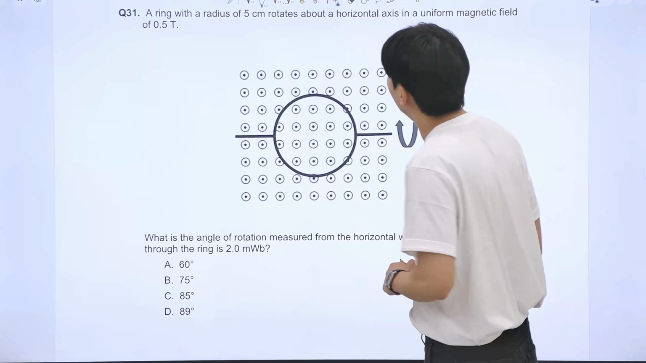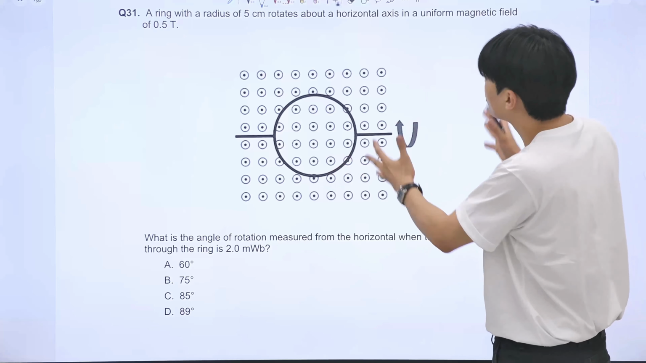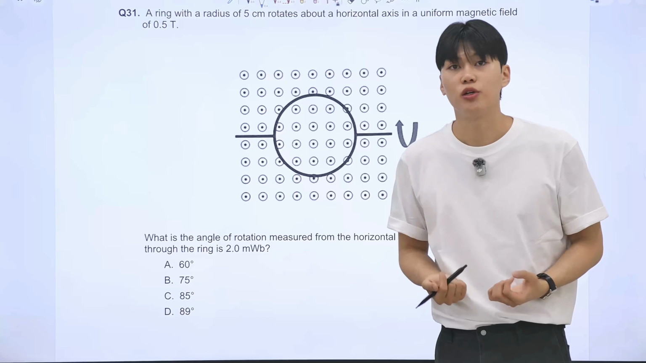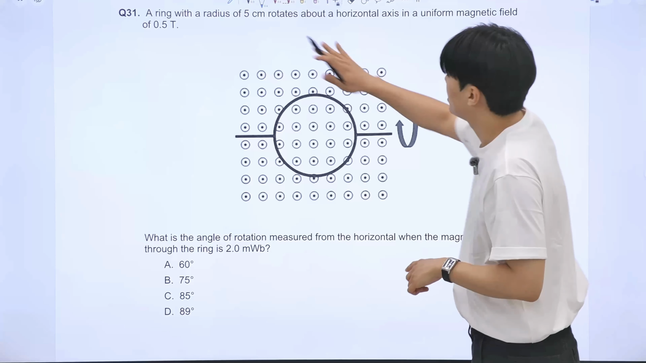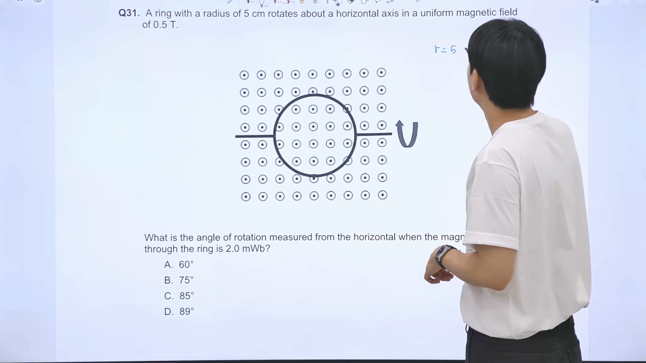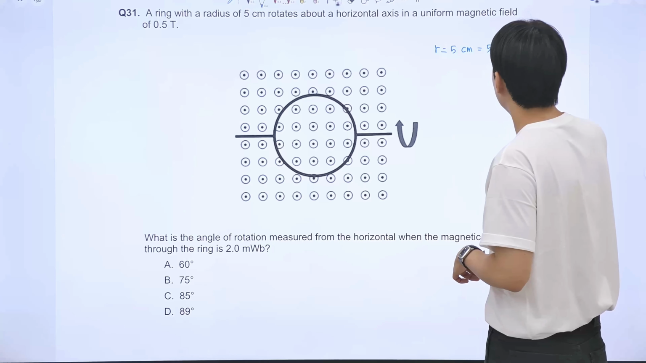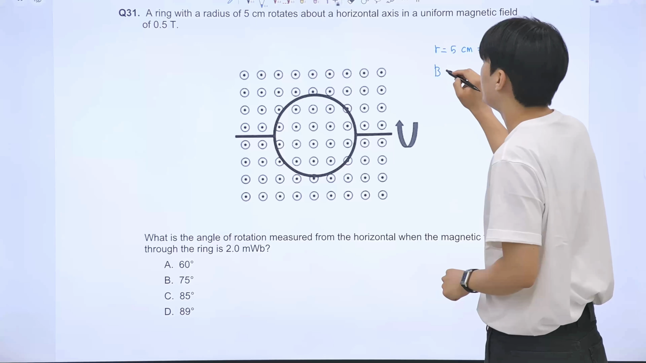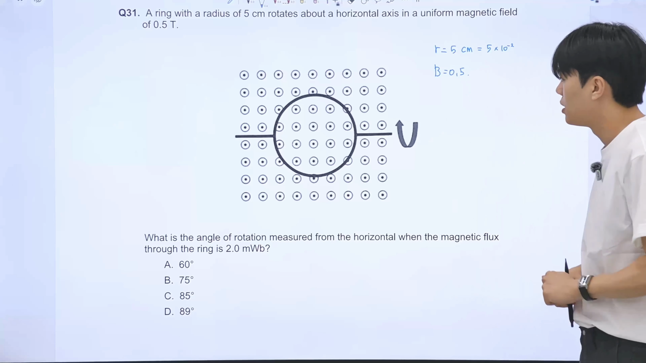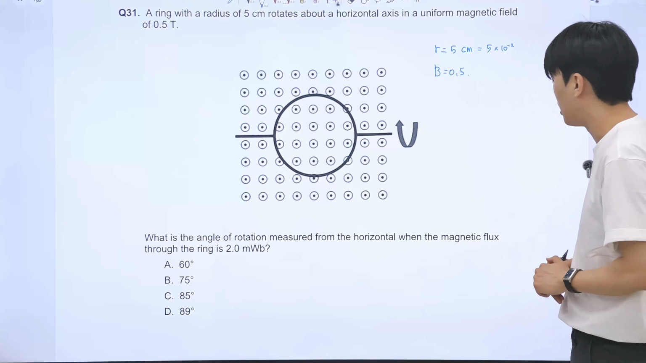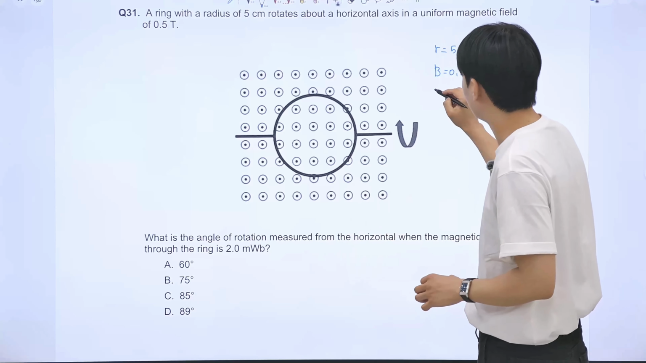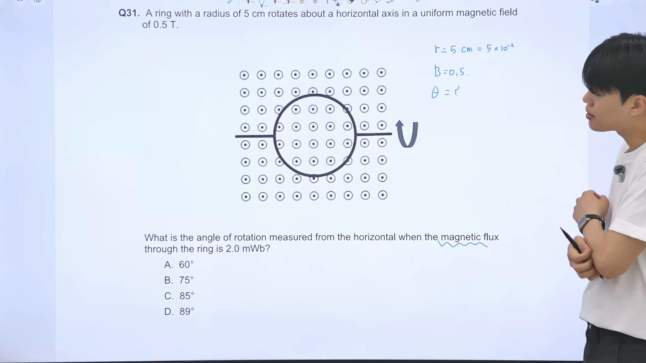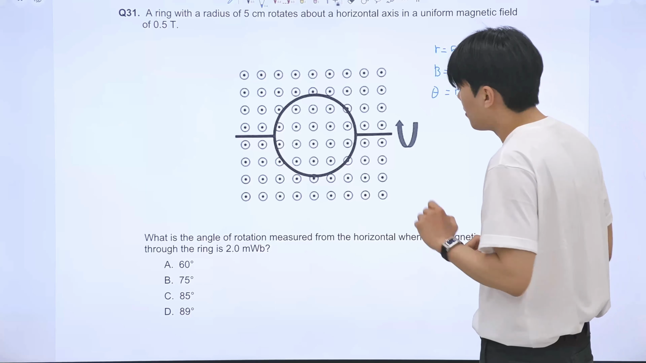Next, we have question 31. And we have the situation here, right? It also involves EMF, or at least D.4 EM induction. So what are the conditions they give? They said the radius of the ring is 5 centimeters. I don't like the 5 centimeters, so I'm going to change it into meters. And they said the uniform magnetic field B is 0.5 tesla. And for the angle of rotation measured from the horizontal, they just want to know what the angle is, right? And the last thing, the magnetic flux through the ring is 2.0 milliweber, right?